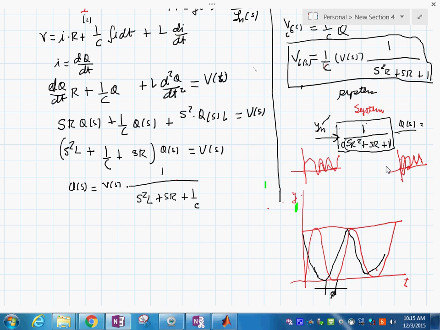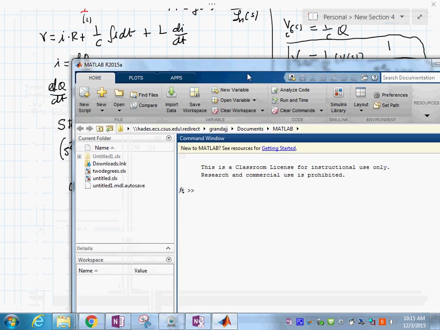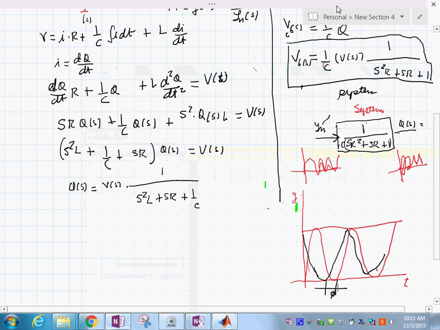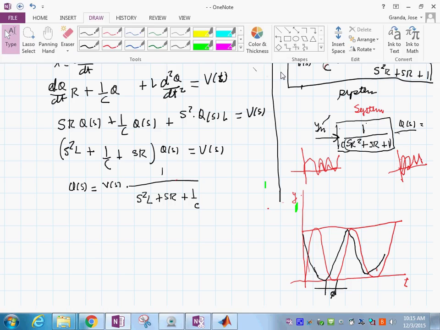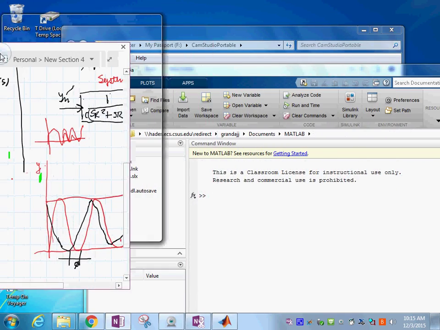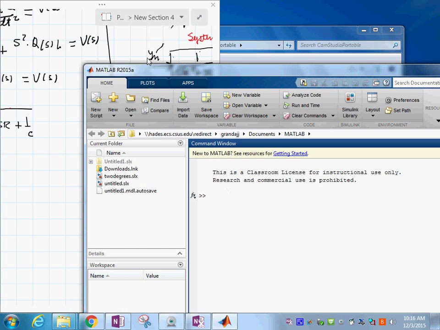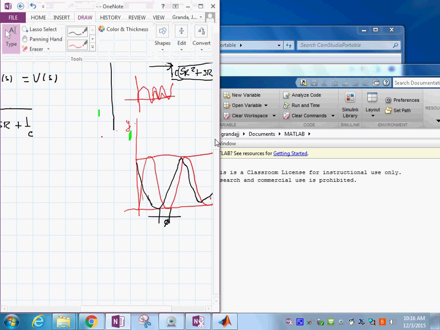In fact, let's just go to MATLAB and try to do it. I think that would be the best. I'm just going to keep this other one on the side so that we can look at the format of this equation, and then enter it in MATLAB.